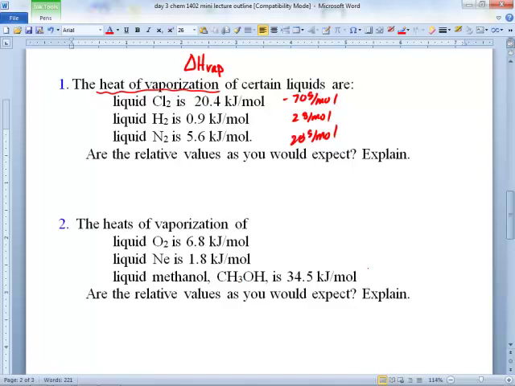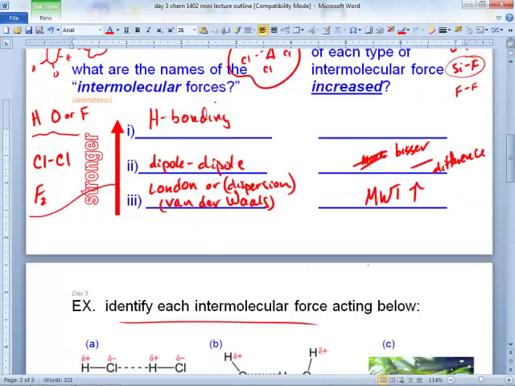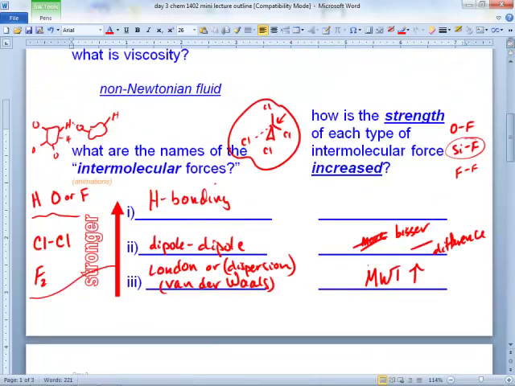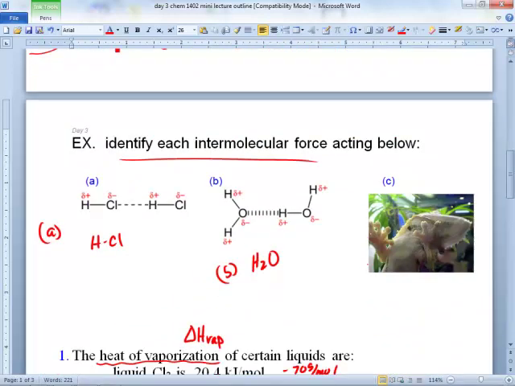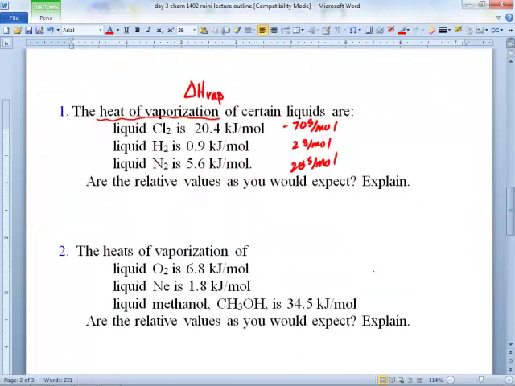So pretty much you have to look at each one of these and identify the type of intermolecular force. And then you go by the little scale and say, oh, he's the strongest. Right, that liquid methanol, H bonding, dang, that's the strongest type of intermolecular force. So he's going to have the highest boiling point, the strongest surface tension, and the biggest enthalpy of vaporization. It makes sense.